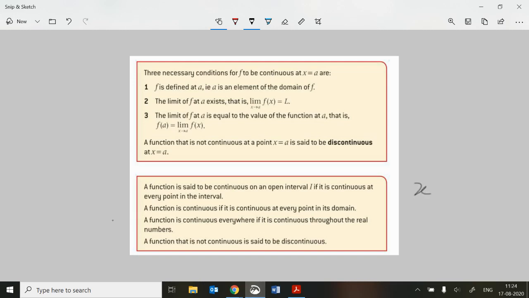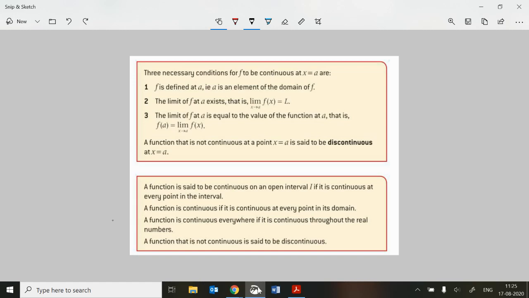Okay, so an interval could be, for example, x is greater than 1. And that would be an open interval as well. That's tending towards infinity. Okay, and then it says a function is continuous at a point if it is continuous at every point in its domain. So this thing here for particular points has to be true for every point in its domain. Then it says as well the function is continuous everywhere if it is continuous throughout the real numbers.